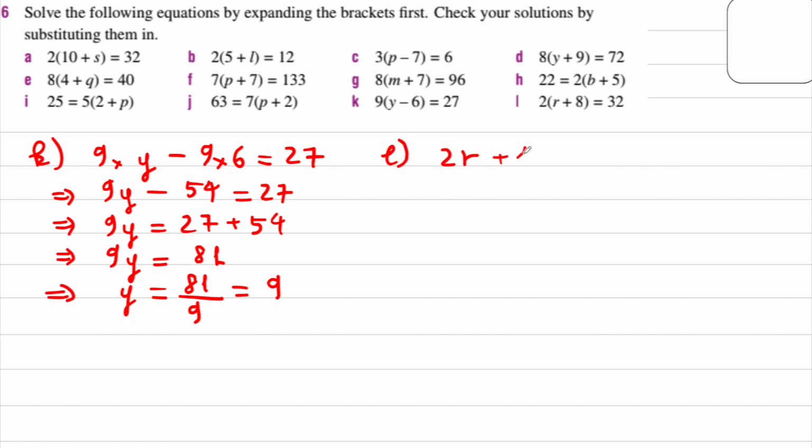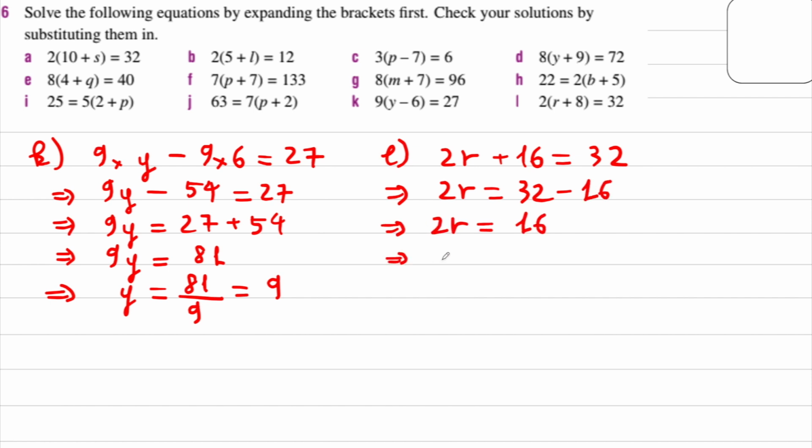And the last question will be here. 2 times r plus 16. 32 on the right. 2r equals 32 minus 16 equal to 16. 2r for here. So r equal to 16 divided by 2 equal to 8. Okay. We finished question 6.